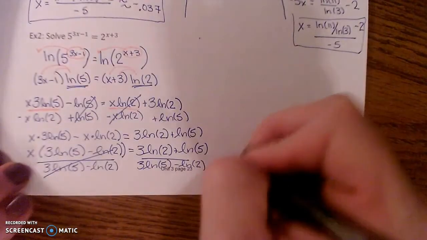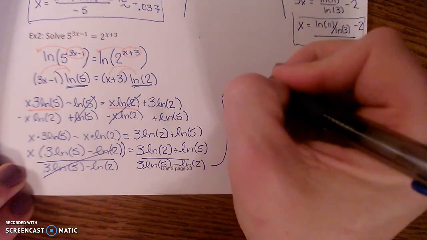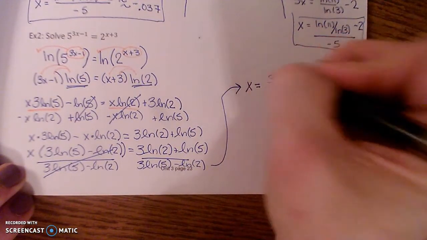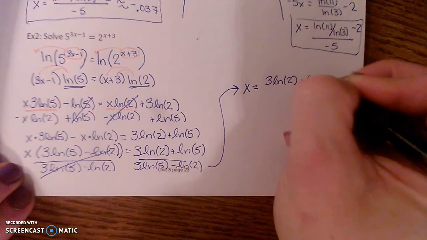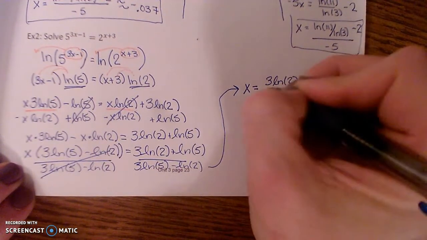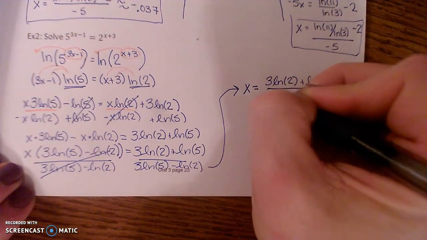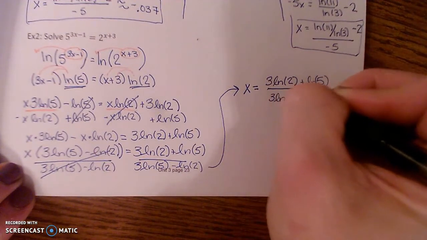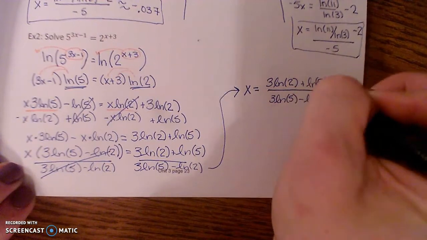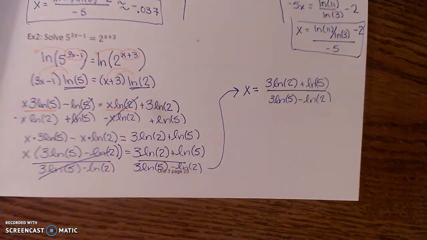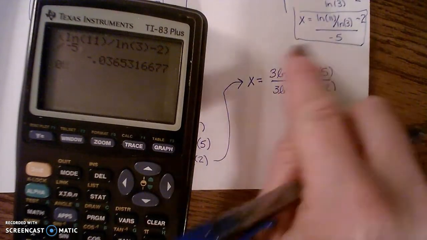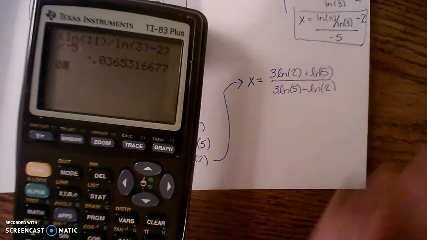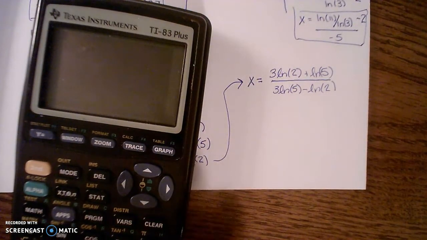So what I get now is x equals (3 natural log of 2 plus natural log of 5) all over (3 natural log of 5 minus natural log of 2). So it doesn't seem like you're done, right? Because, again, it just doesn't feel like a nice, friendly number. But I assure you, if I plug this into my calculator, I'll get a number out. So let's go ahead and do that together.